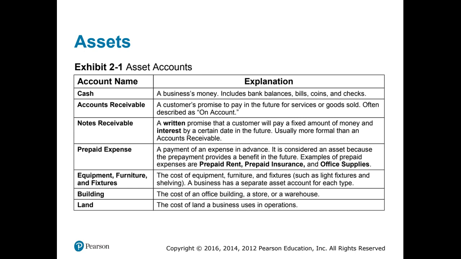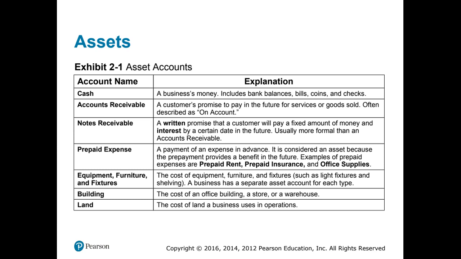So here on Exhibit 2-1, this is on page 57 in your book, we have a list of some asset accounts, and then we're also explaining those types of accounts. So for example, asset accounts are cash, accounts receivable, notes receivable, prepaid expense, equipment, furniture, fixtures, building, land, and it can go on and on and on. So you can have more asset accounts than that, but these are just some of the more common asset accounts that we see. So we're not going to test you on every possible asset account. But these are the most common ones.